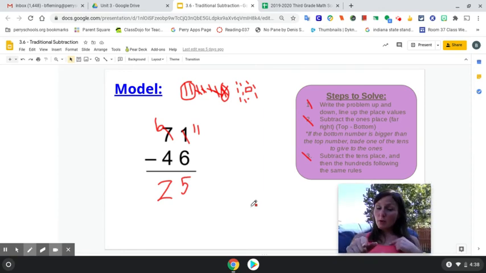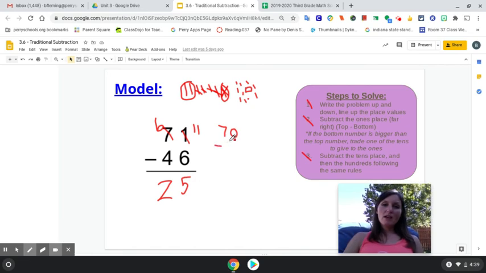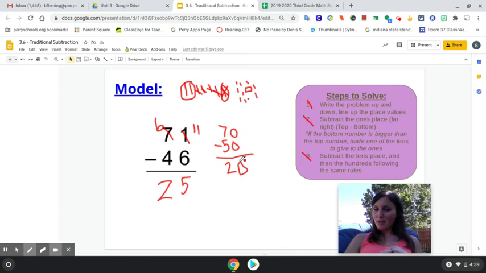Now the way to check my work, because I always want to check it, is I want to estimate. So 71 is close to 70, 46 is close to 50, and 70 minus 50 is 20. And 25 is close to 20, so I have a reasonable answer.